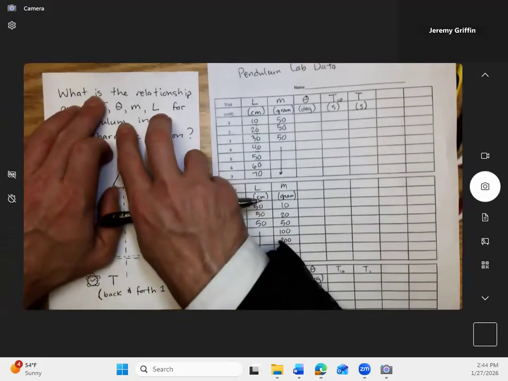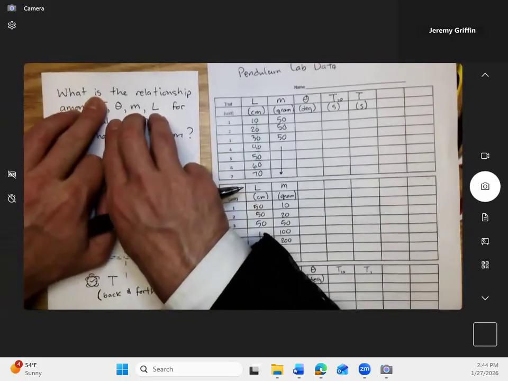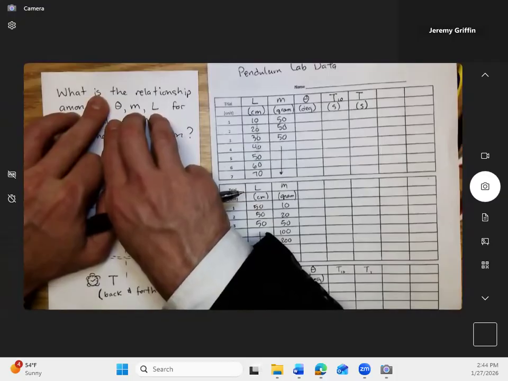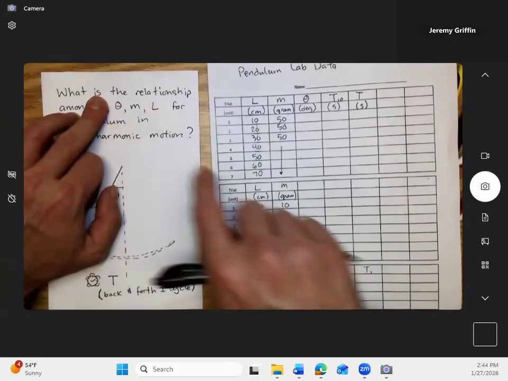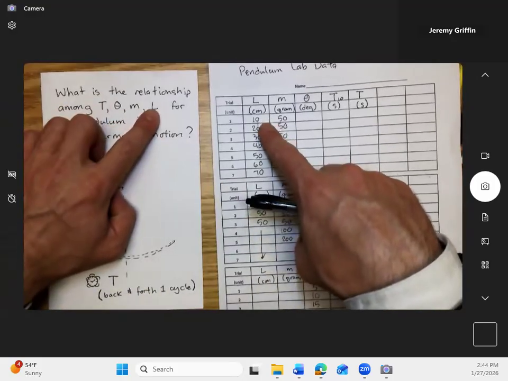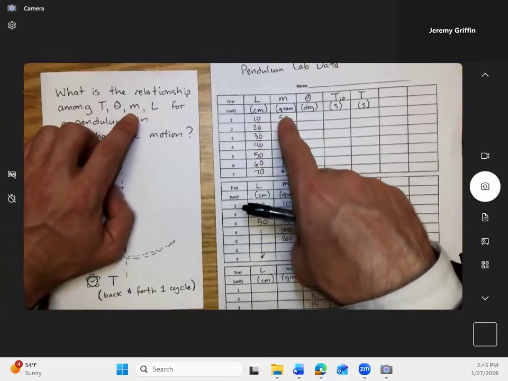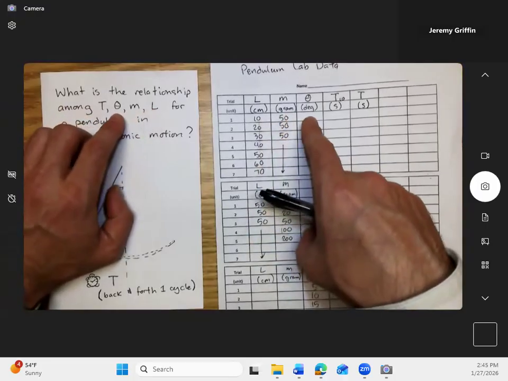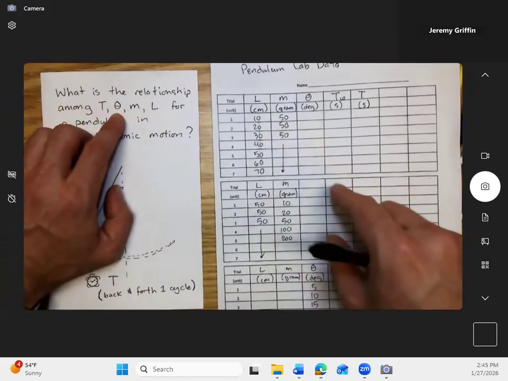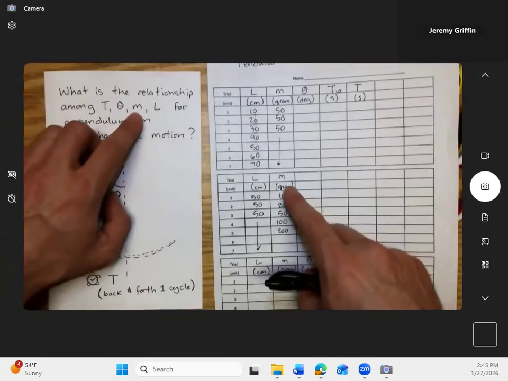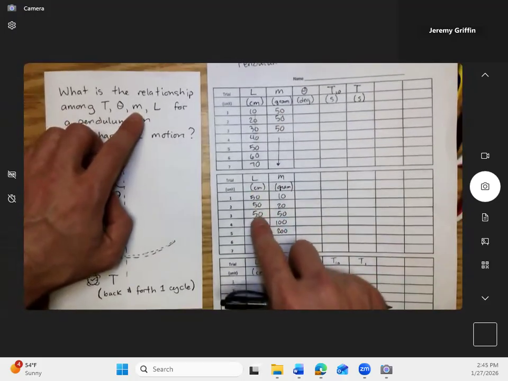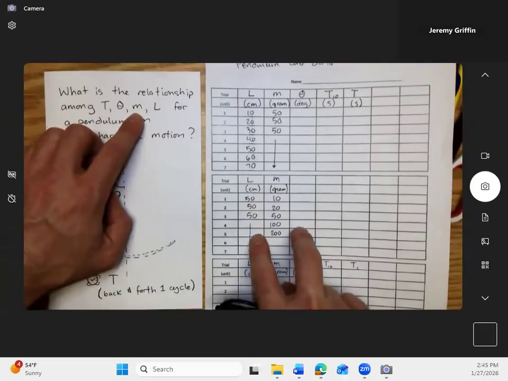Because if theta, m, and l are potential independent variables, then couldn't each experiment have exactly one of those as an independent variable and the other two be controls? So for example, if you were changing out the length every time, you'd want to control the mass, have the mass the same all the way down, and also have the starting angle the same all the way down. This second experiment, maybe you change the mass every time. But if you do that, you lock in place the length and also the angle.